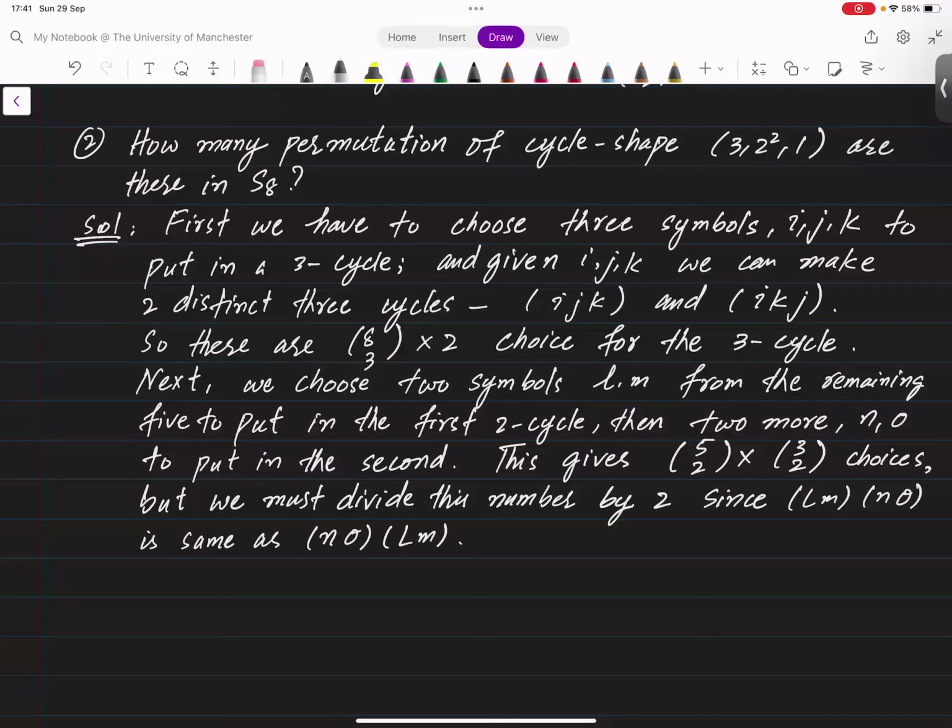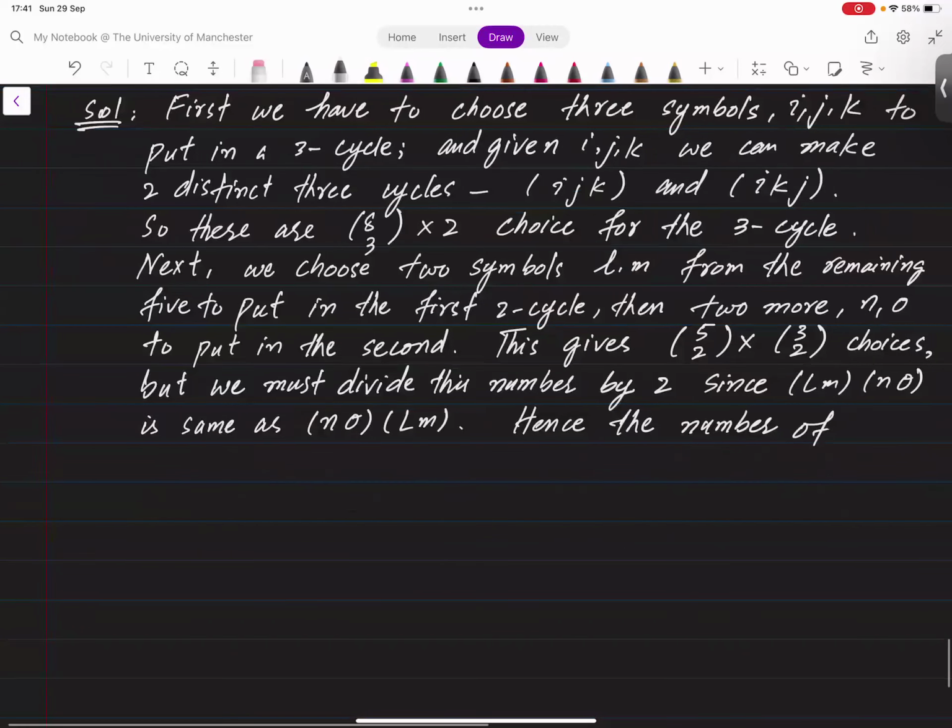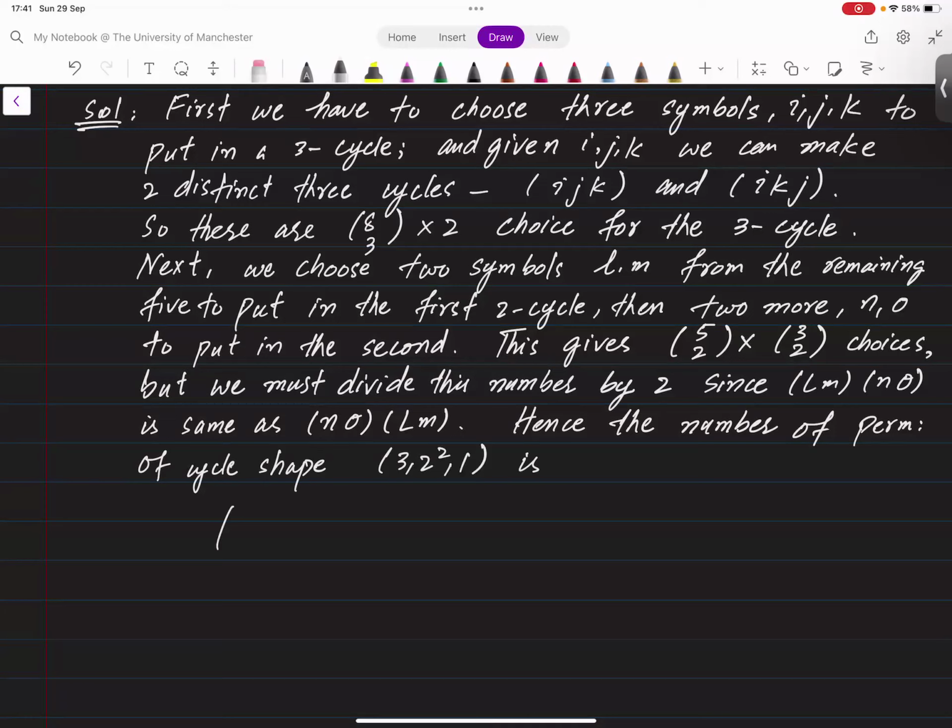Hence, the number of permutations of cycle shape 3 2 squared 1 is 8 choose 3 multiply 2 multiply 5 choose 2 multiply 3 choose 2 multiply 1/2, and that is 1680. Very big number. Okay, perfect.